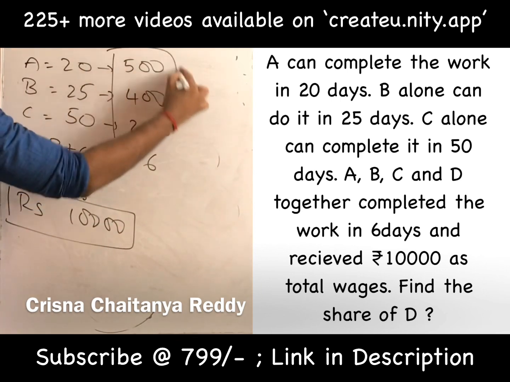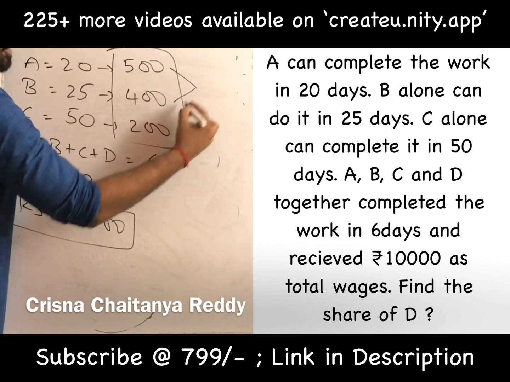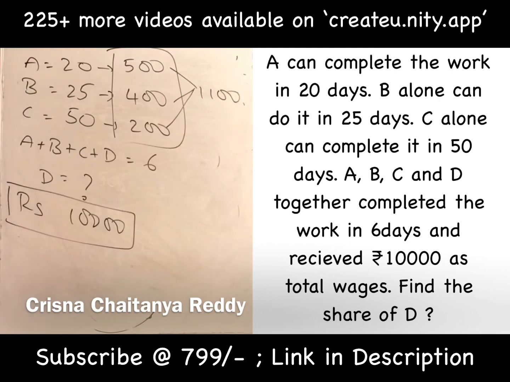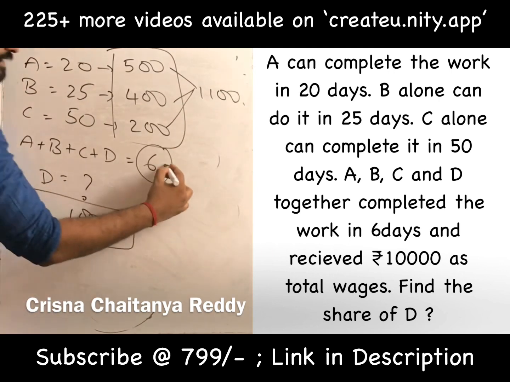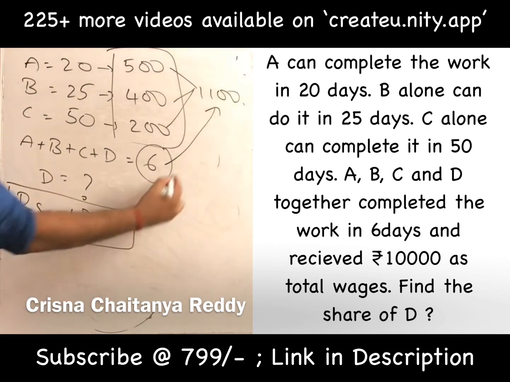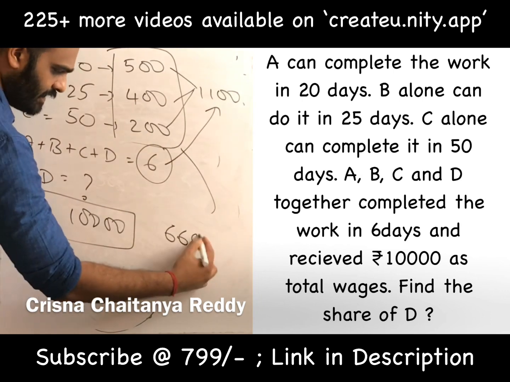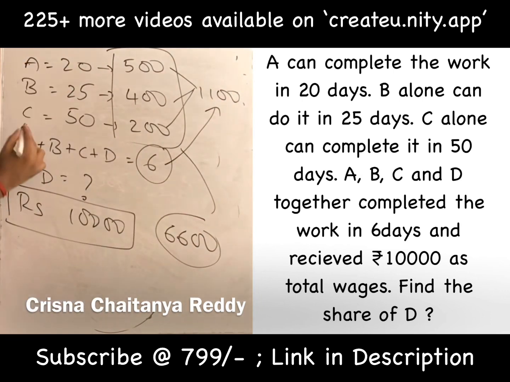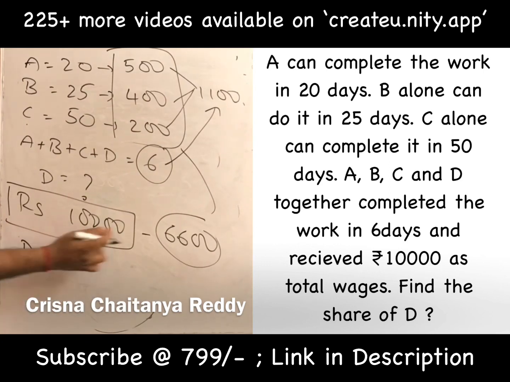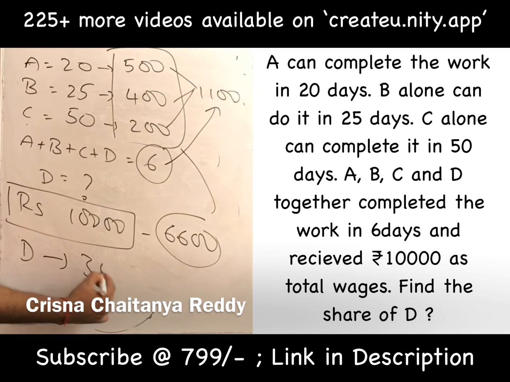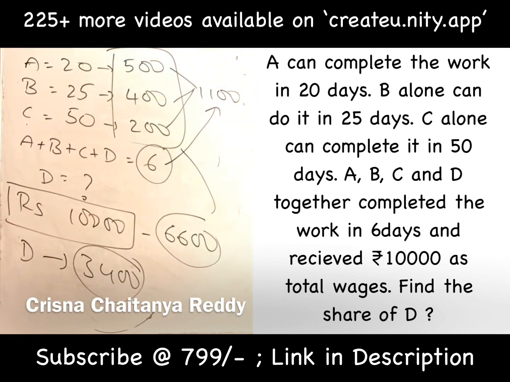Put together all three of them per day 1,100. They worked for 6 days. 6 days each day 1,100 for 6 days is 6,600. So the share of A, B and C together is 6,600. The remaining will be D's share. So D's share is 10,000 minus 6,600, that is 3,400. It is not 4,400, it is 3,400. That is D's share.